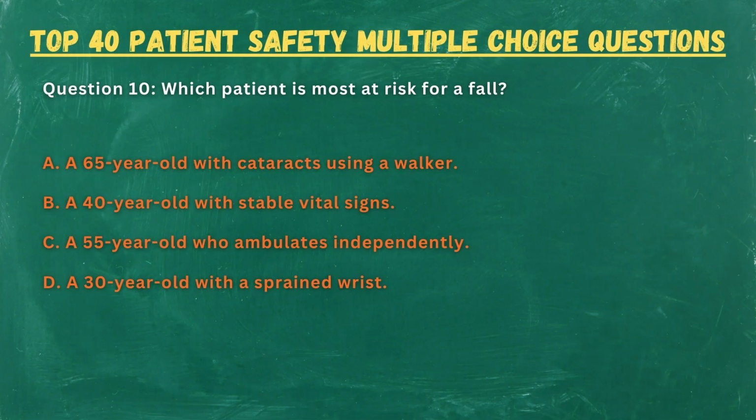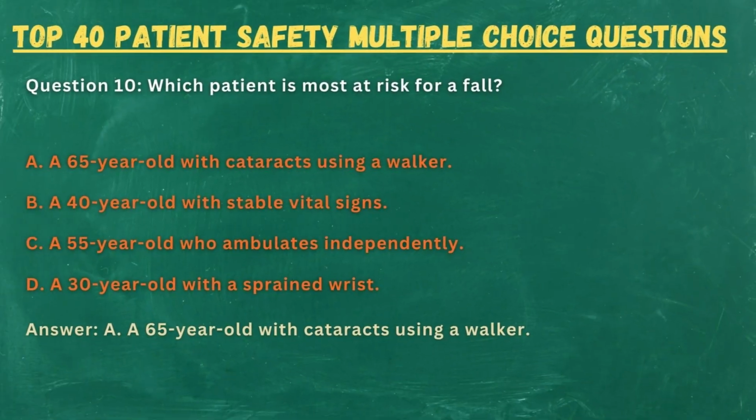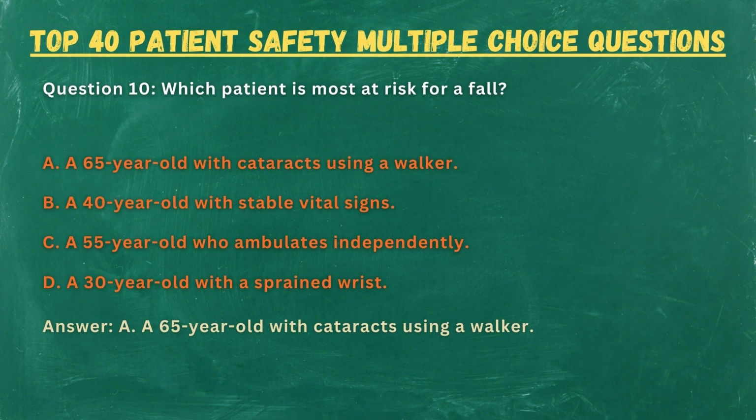Question 10. Which patient is most at risk for a fall? A. A 65-year-old with cataracts using a walker. B. A 40-year-old with stable vital signs. C. A 55-year-old who ambulates independently. D. A 30-year-old with a sprained wrist. Answer: A. A 65-year-old with cataracts using a walker.